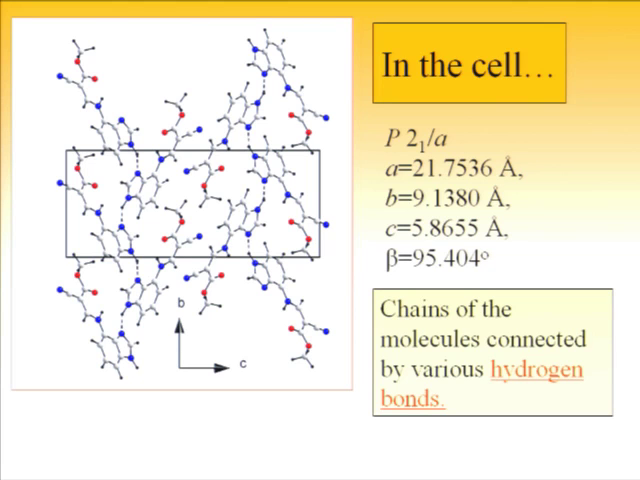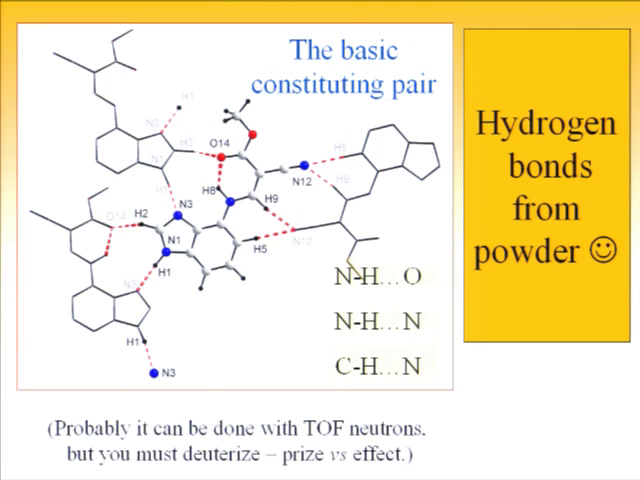Oh, sorry, I'm pointing to this. You could see that there are molecules interconnected by hydrogen bonds. And now you see this is the basic constituting part of the structure. Two molecules interconnected by these hydrogen bonds. So it is quite nice to see that even with the powder data, you can have such a weak hydrogen bond, which could pose a problem even for single crystal data.